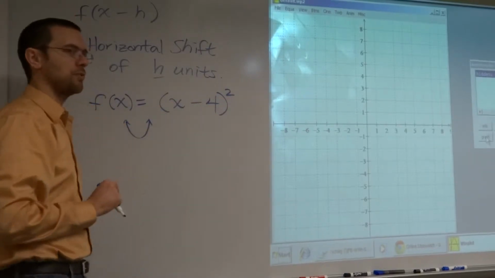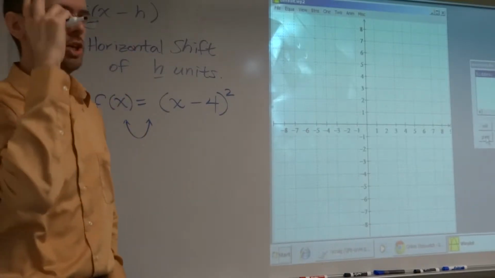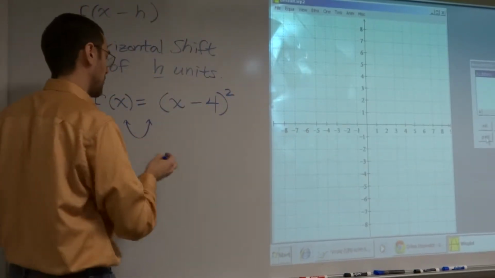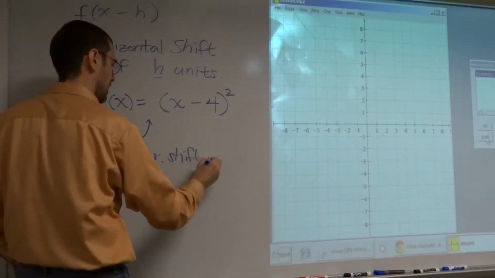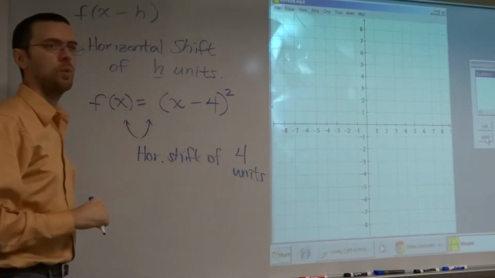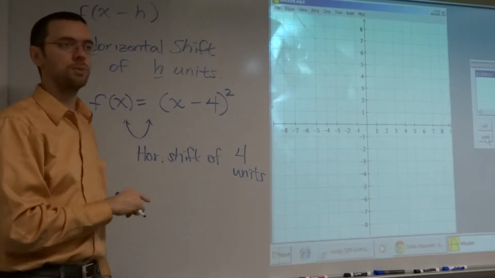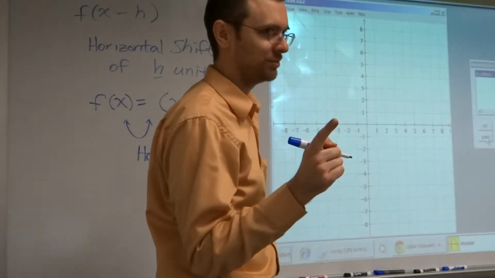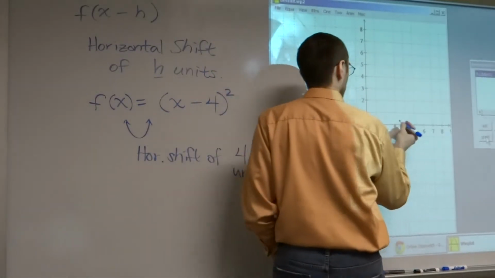So I see a minus 4, but I've told you, when you have a form up here that has a minus in it, you do the opposite of what you see. You see negative 4. What's the opposite of that? Positive 4. So that means we have a horizontal shift of 4 units. That means I'm going to be moving to the right, because it's a positive 4. Okay. So what are the coordinates for my vertex? It's going to be 4, 0, right? So you can't just say 4. So it's 4, 0.